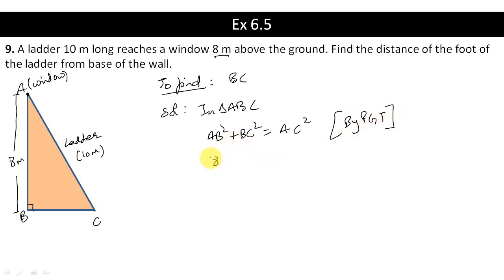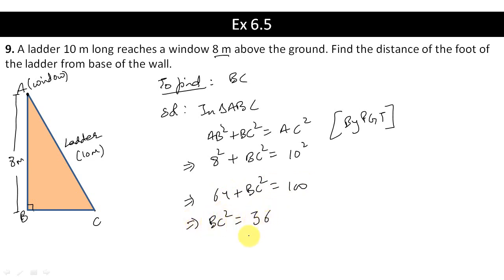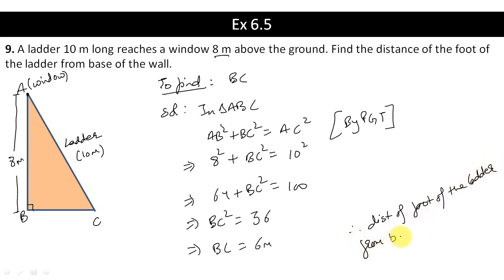AB square, AB is 8, 8 square, BC square is equal to AC, AC is 10 square. So 8 square is 64 plus BC square is equal to 100. So this implies BC square will be equal to 36. So value of BC will be 6 meter. Therefore, distance of foot of the ladder from base of the wall is equal to 6 meter.